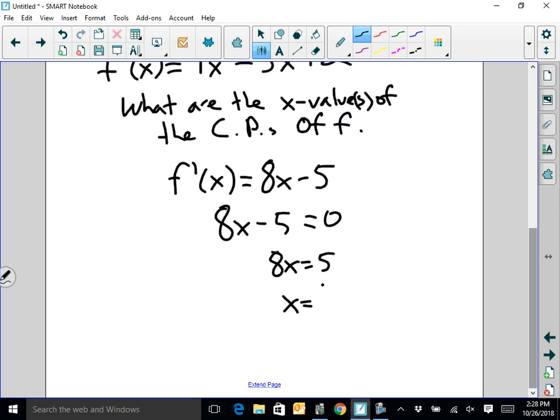Okay? We're going to talk more in the next video, and we'll talk about it a little bit in class, about what critical points mean. Something really interesting happens on a graph at critical points. See if you can figure it out on your own.